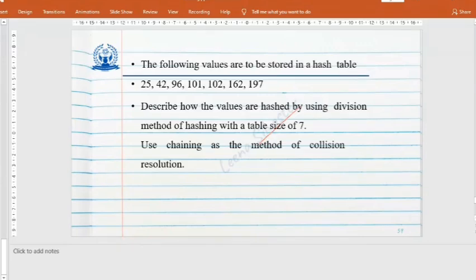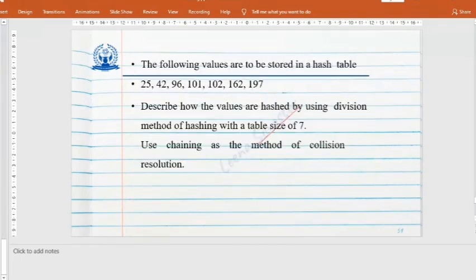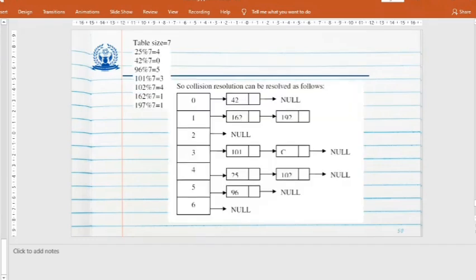So here another example is given: 25, 42, 96, 101, 102, 162 and 197. Again, the table size is 7 only. 7 numbers are there, so we can use a hash table of size 7. These are the numbers. So the hash function is 25 mod 7, which gives 4. So you can store 25 here.